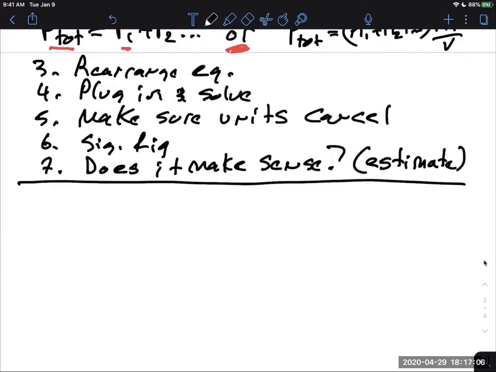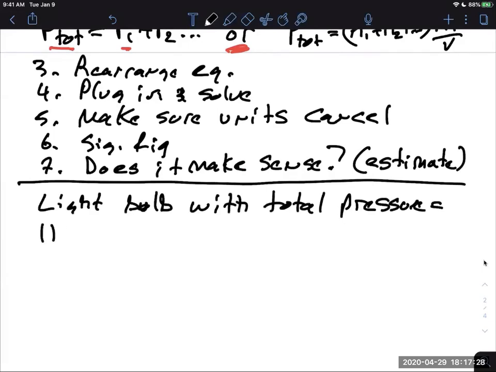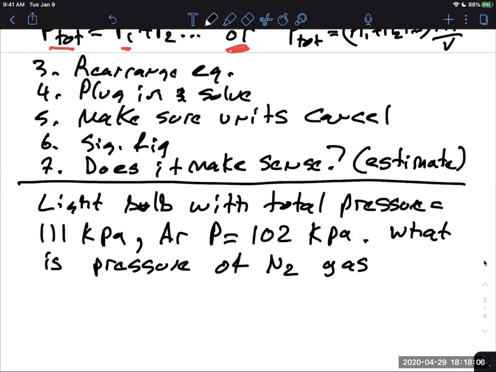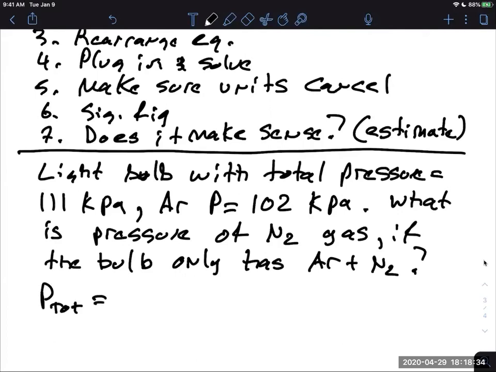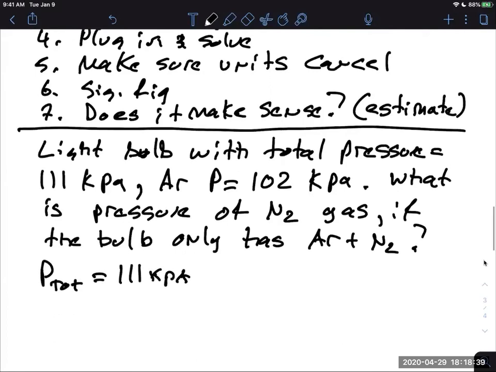So I have a 100-watt light bulb with total pressure equal to 111 kilopascal. The argon has a pressure equal to 102 kilopascal. What is the pressure of nitrogen gas if the bulb only has argon and nitrogen? So variables: P total equals 111 kilopascal. Pressure of argon equals 102 kilopascal. Pressure of nitrogen equals question mark.